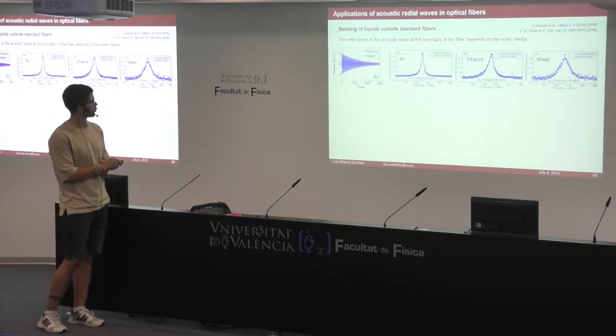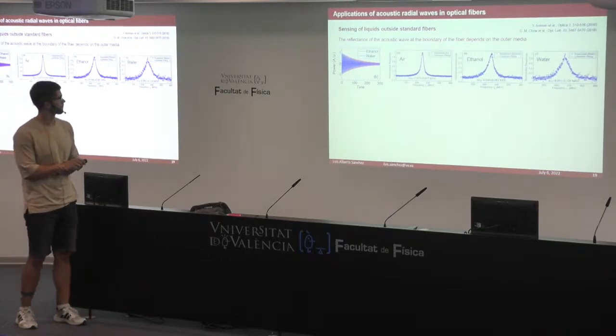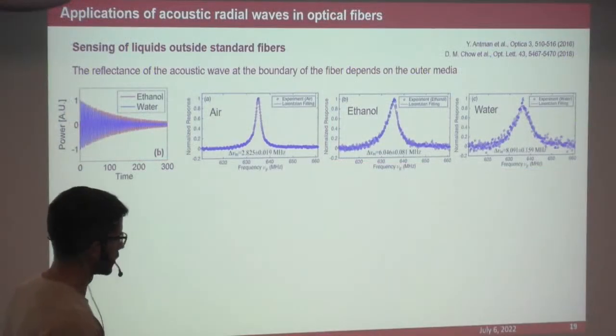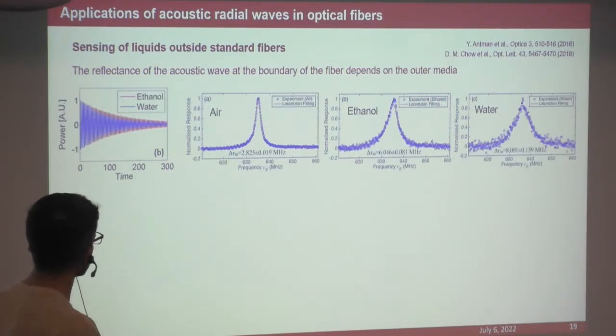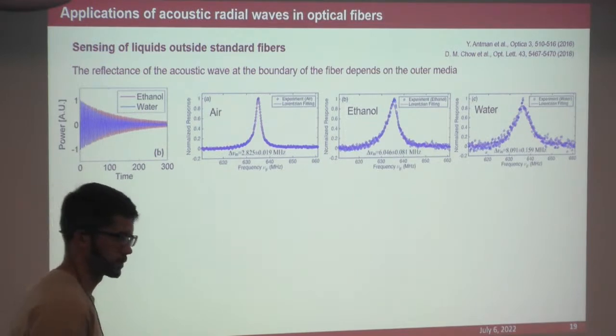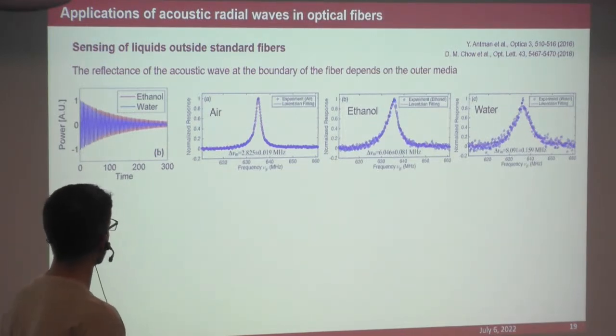In this case, for ethanol and water, you can see that in the case of water the acoustic wave damping is higher. And what also happens is that the resonance broadens depending on the medium you have in the surroundings of the fiber. So you can use this to measure the acoustic impedance of the outer medium, and then know what kind of liquid you have outside.